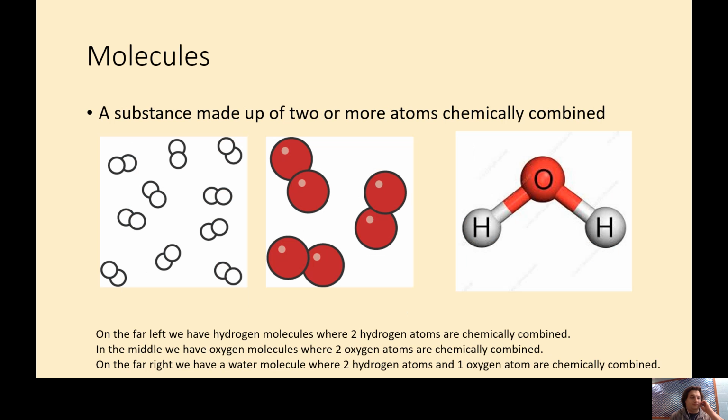So that being said, this brings us to this idea of a molecule. So a molecule is essentially any substance made up of two or more atoms chemically combined. So a molecule can be one specific type of atom. So once again, we should see our hydrogen atoms and our oxygen atoms. But notice there are two hydrogen atoms in this far left image stuck together. And in our middle image, there are two oxygen atoms stuck together. So those are both molecules. So we also see on the far right water, which has two hydrogen atoms and an oxygen atom. So that is also a molecule.